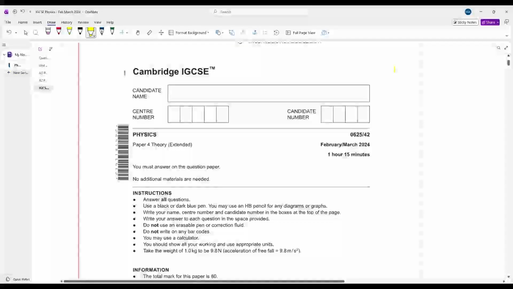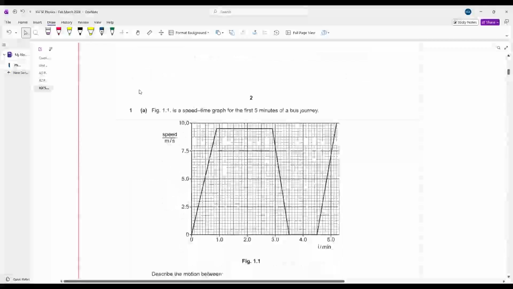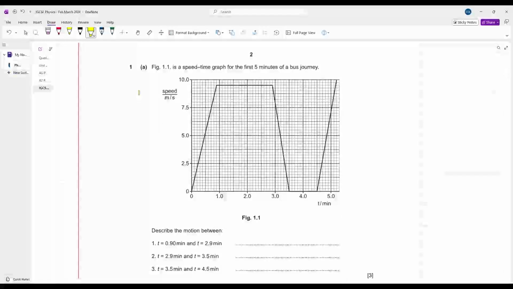Okay, Assalamu alaikum students. So let's get started with IGCSE Physics, February March 2024, paper 4, variant 2. This is a 1 hour 15 minutes paper. Let's start with that. Figure 1.1 is a speed time graph for the first 5 minutes of a bus journey.